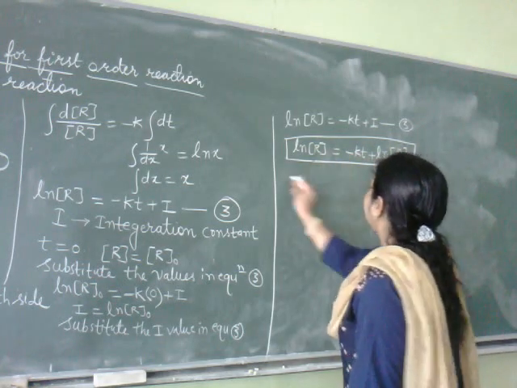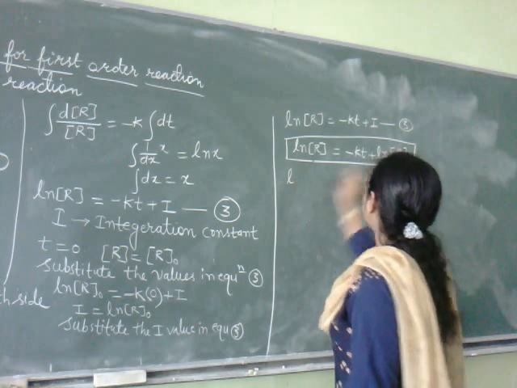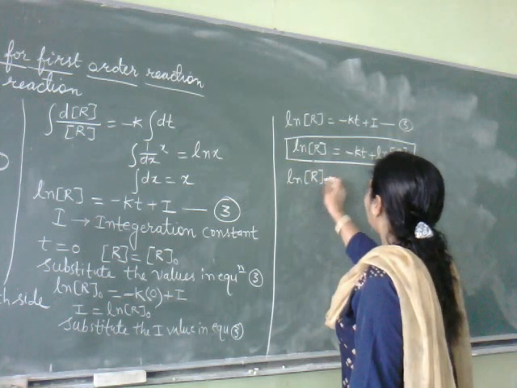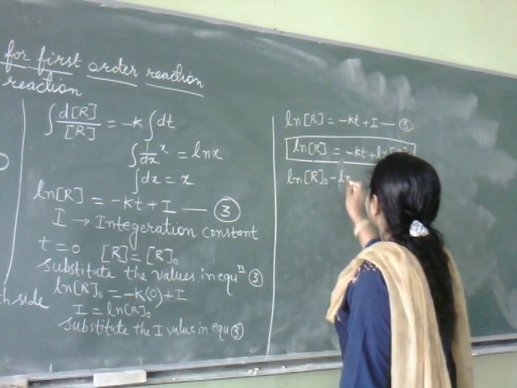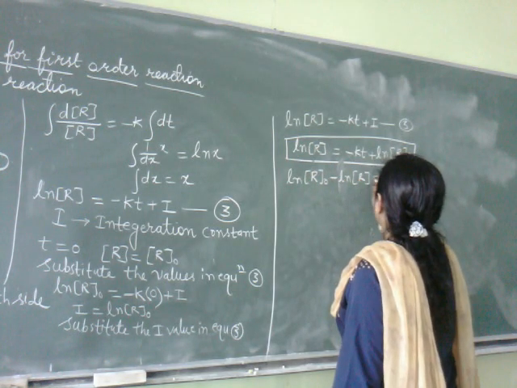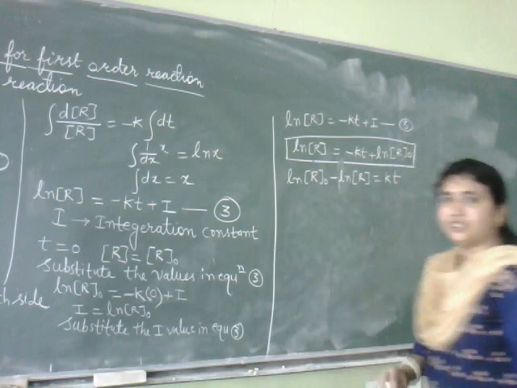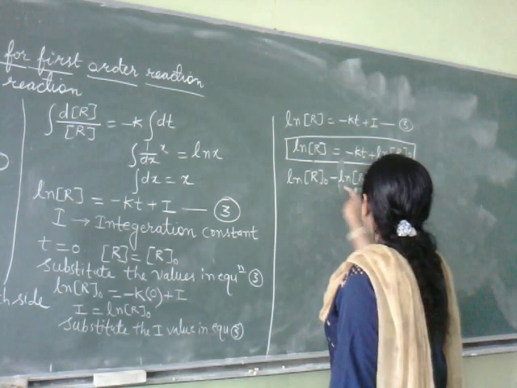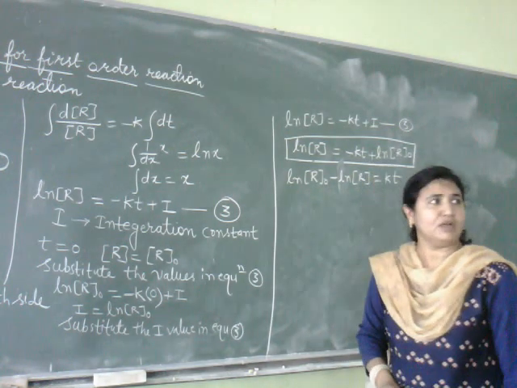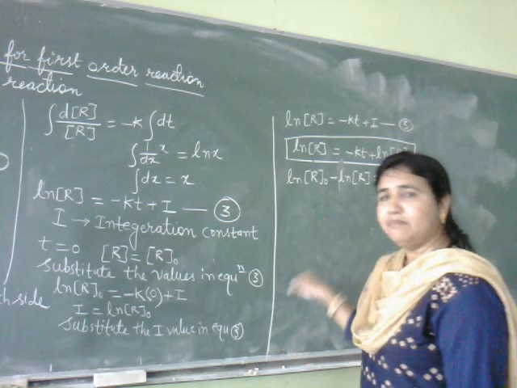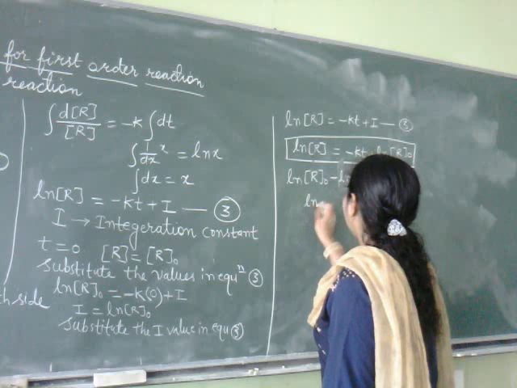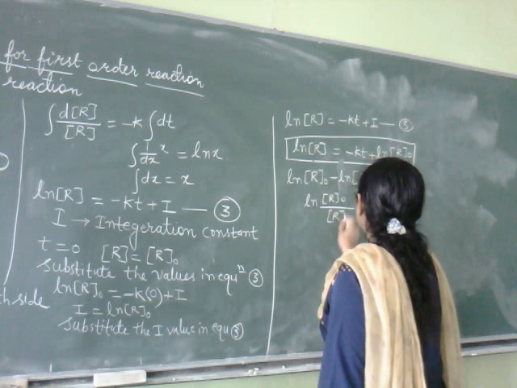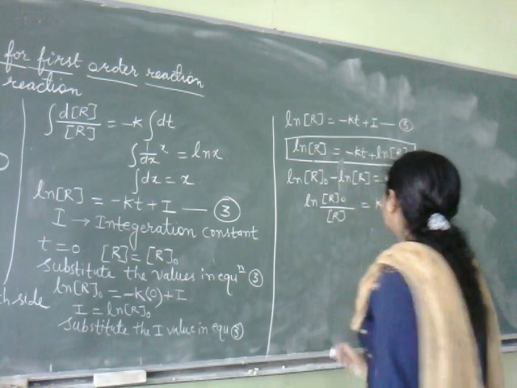Now rearrange this equation. How will we rearrange this? Just take ln R naught out to this side. So we will get ln R naught minus ln R is equal to kt. Now this ln R naught minus ln R: log A minus log B is equal to what? We get log A by B. So the same rule applies here, and we get ln R naught divided by R is equal to kt.